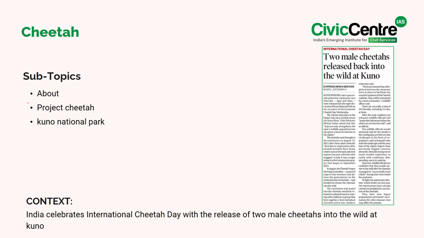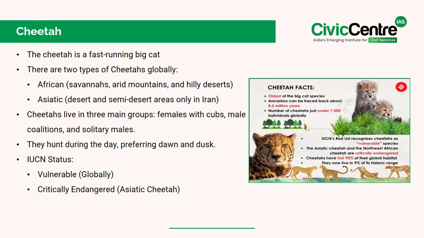The next article says that after spending over a year inside protective enclosures, two cheetahs, Agni and Vayu, were released into the open forest area of the Kuno National Park on the occasion of International Cheetah Day on Wednesday. In this context, we'll talk about the Cheetah first, then Project Cheetah, and lastly about the Kuno National Park. See, the cheetah is the fastest running big cat. Know that there are two types of cheetahs globally. One is the African and the other is the Asiatic cheetah.